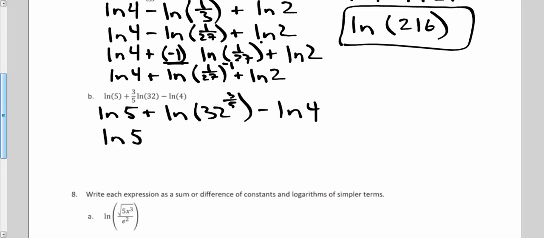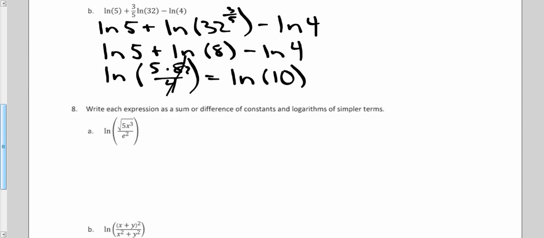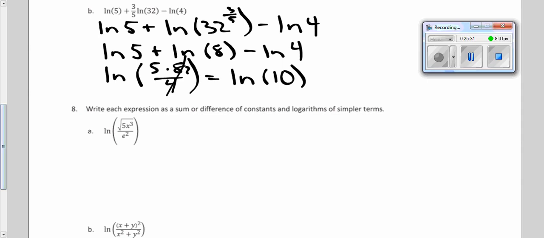So this is natural log of 5 plus natural log of 8 minus the natural log of 4. And now I apply the product and quotient property. It's going to be natural log of 5 times 8 over 4, which equals, I can reduce that fraction to 2, and this is natural log of 10. Okay? So, there you have it. Now, what's the point of that?